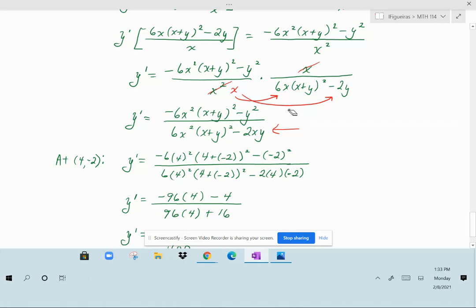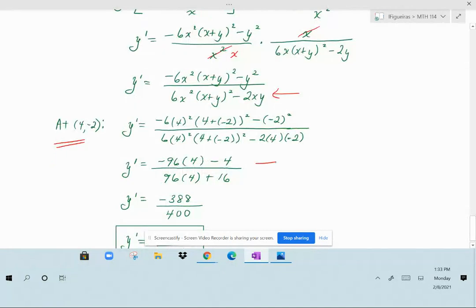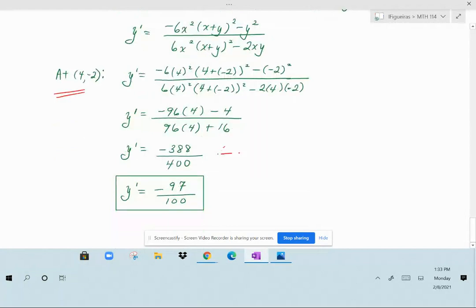And now I'm ready to plug in my numbers. Remember, the point is 4, negative 2. So you plug in 4 for the x's and negative 2 for the y's. So you end up with negative 96 times 4 minus 4 divided by 96 times 4 plus 16. When you work that out, that gives you negative 388 over 400. They're both divisible by 4, so simplified, your y prime is negative 97 over 100. And remember what y prime represents. It represents the slope of a tangent line to a curve at a particular point.